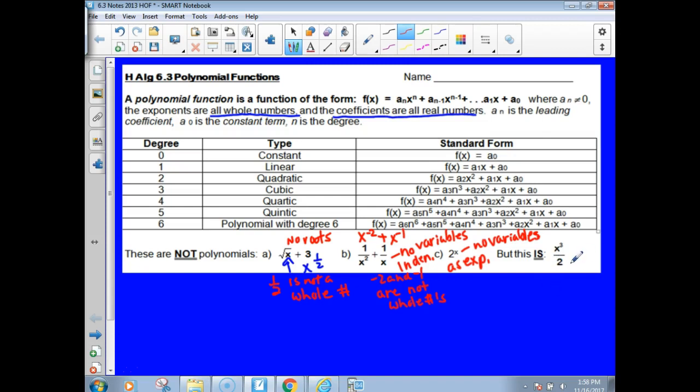Okay, but this one is. Okay, why? Because what would the coefficient of x cubed be? One half. That's the coefficient of the x cubed term, 1/2. All right, you need to know that. You could change that to 1/2 times x to the third, all right? Okay, so that one is just fine. 3 is the whole number exponent, and 1/2 would be the leading coefficient.